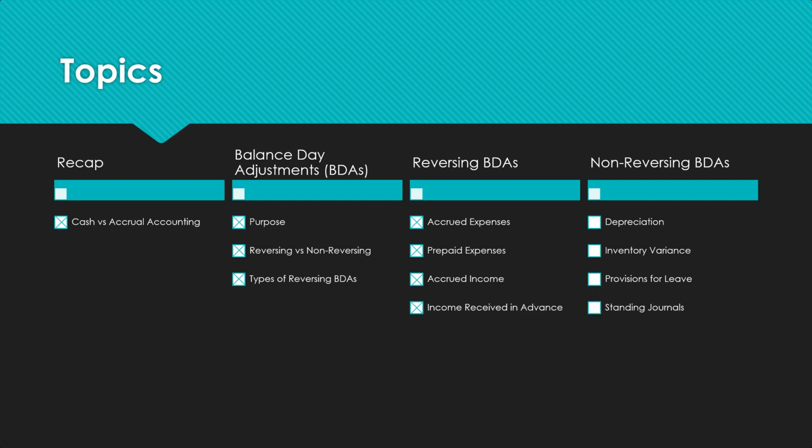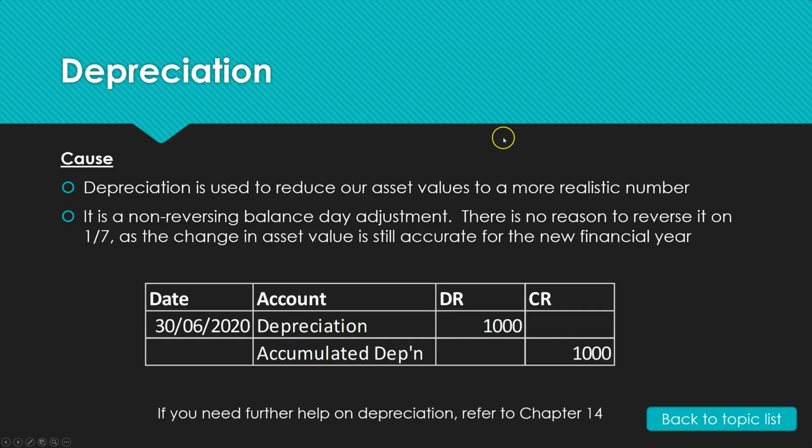All right, so final topic, non-reversing balance day adjustments. Now, you may remember, as we discussed earlier, these do not reverse on the 1st of July. So if we make a change, it's a permanent change. Let's look at depreciation. Now, you have an entire chapter in the text on depreciation. It's chapter 14. And you do have a week's content on it at TAFE if you are studying there.